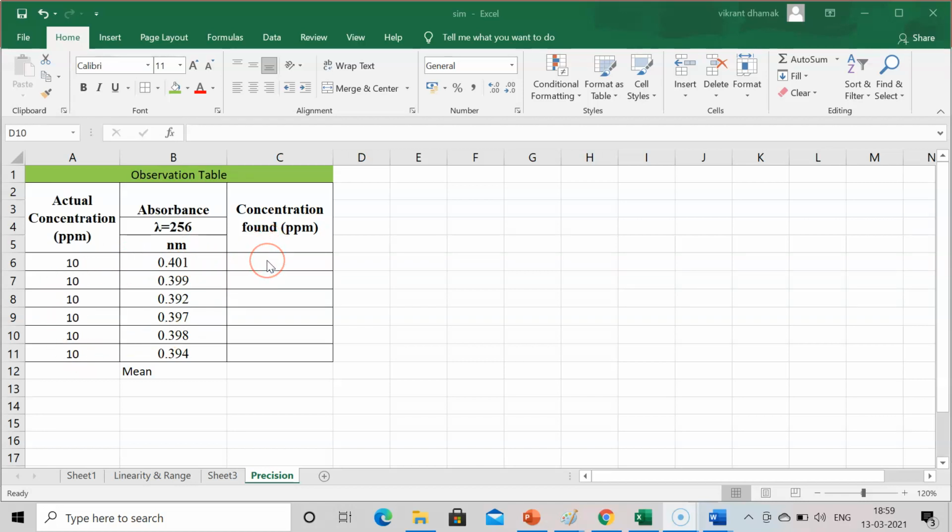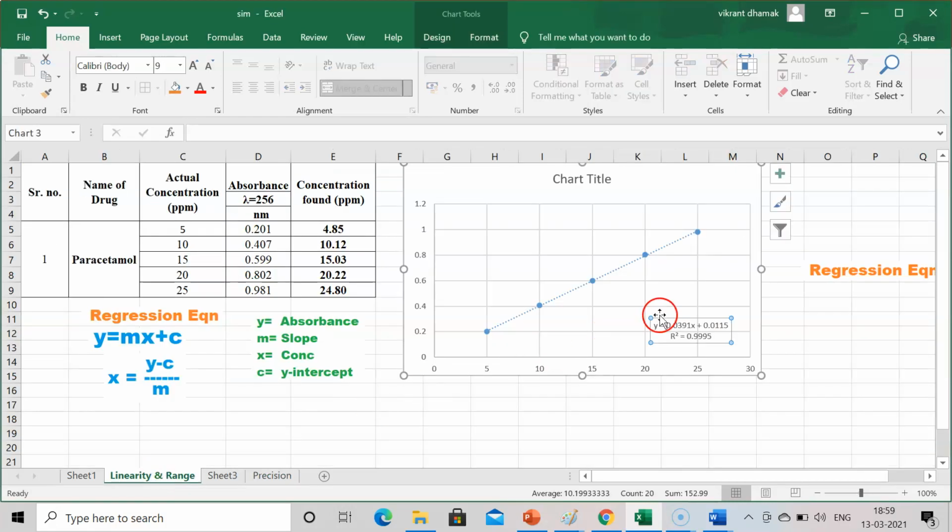Now I want to find out the concentration. To find out the concentration, in the earlier practical we have seen linearity and range, where we calculated the regression equation, and this regression equation we need for further calculation to find out the concentration. This is the regression equation, y is equal to mx plus c. m is the slope and c is the intercept. By the linearity graph we have found this regression equation, and we need this equation to find out the concentration.